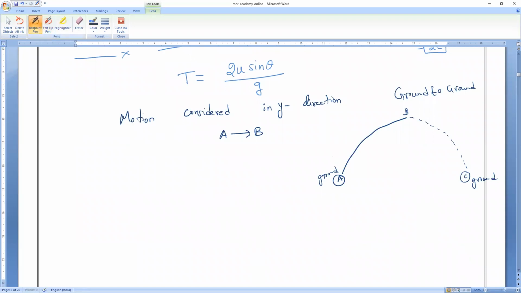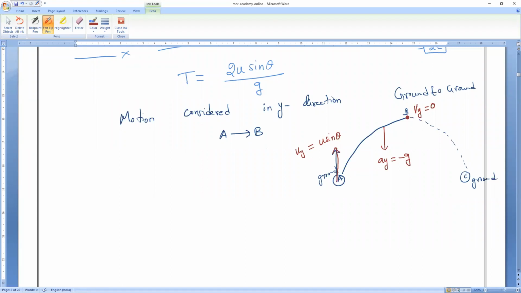Now we are considering motion in which axis, y axis or x axis? Y axis. What is the y axis component of initial velocity? u sin theta. So uy is equal to u sin theta. And as we all know, acceleration in the y axis is a equals minus g. When it reaches the maximum point B, what is the velocity? vy is equal to 0. So now you know the initial velocity, the final velocity and the acceleration.